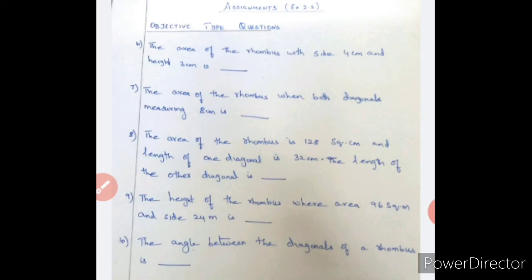And next one, the height of the rhombus where area is 96 square centimeter and the side is 24 centimeter. Here you have to find the height. The formula you have to use here is base into height. The area is 96 centimeter square. So 96 divided by 24 will give you the answer for height of the rhombus. The next one, the angle between the diagonals of a rhombus is 90 degree. Is it clear, student? Exercise 2.2.